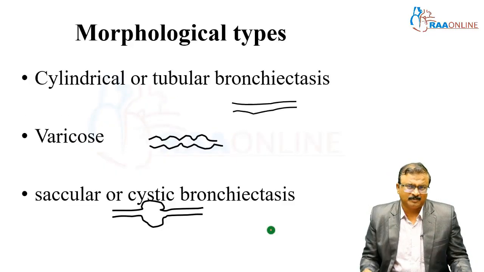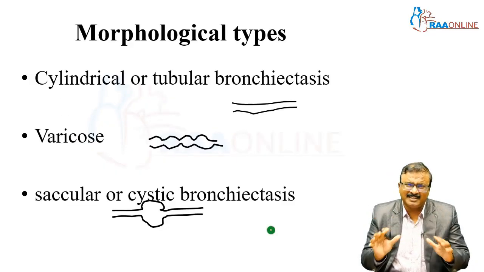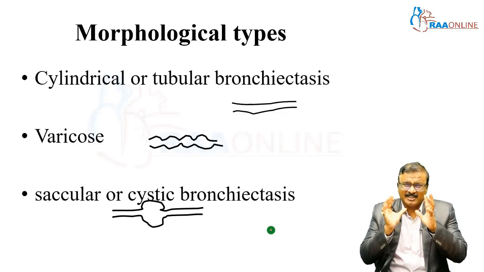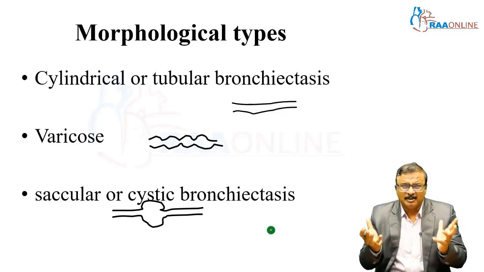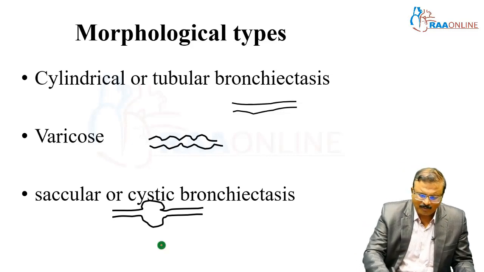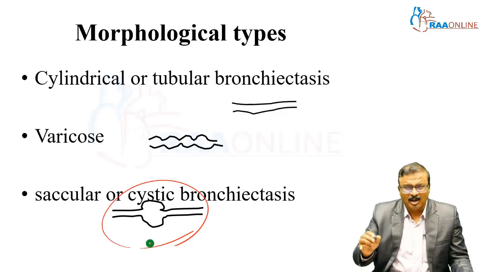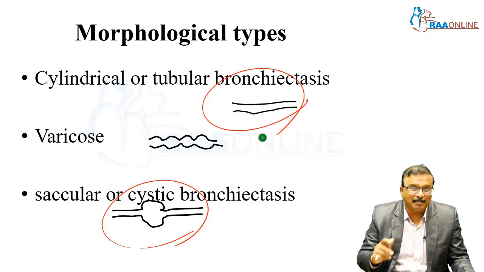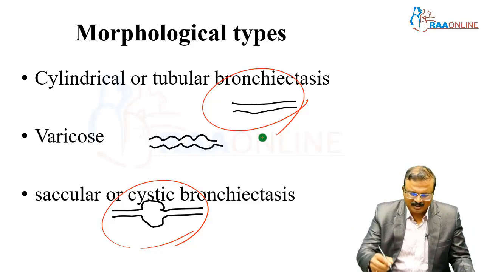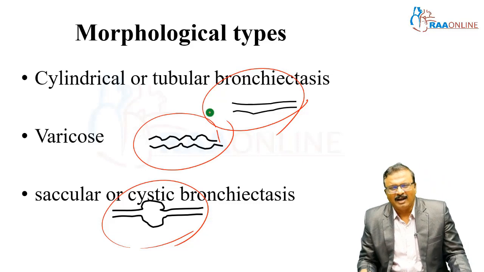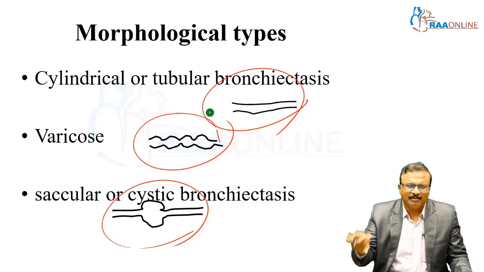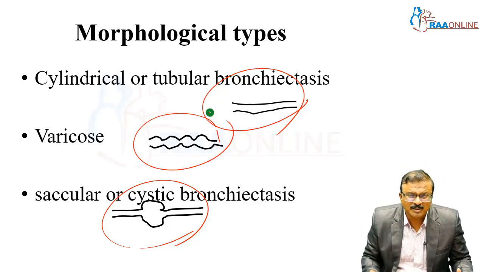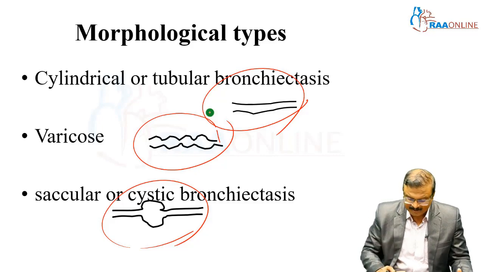Morphological types. This is with respect to imaging. They'll ask what is the imaging picture of bronchiectasis. Usually what we see is a cystic bronchiectasis followed by cylindrical or tubular bronchiectasis. Tramline appearance, you call it. Varicose is rare, with saccular followed by tubular, followed by varicose. These are the morphological types of bronchiectasis.